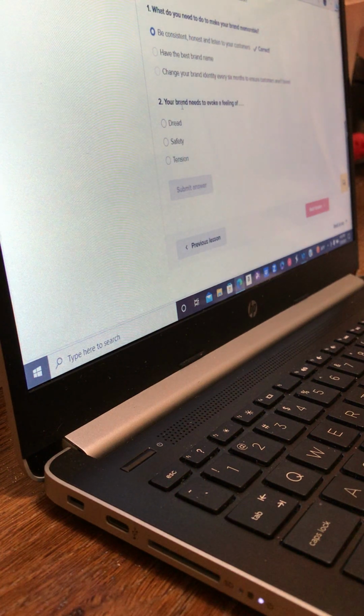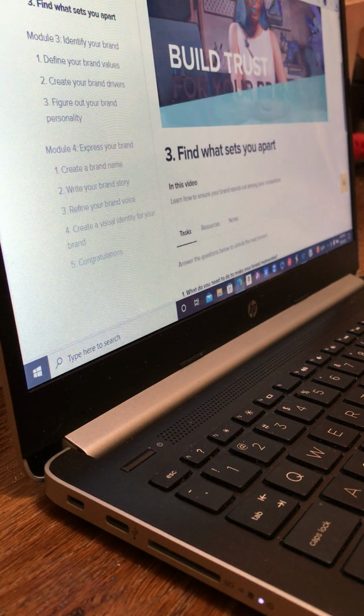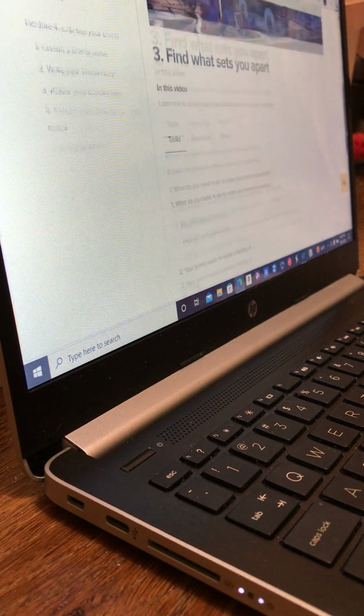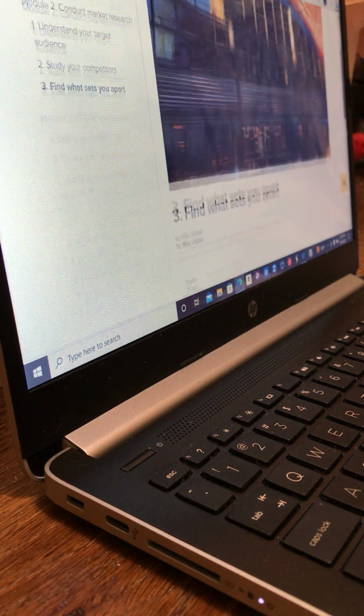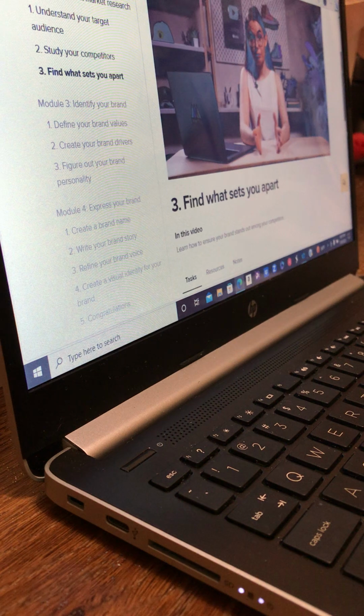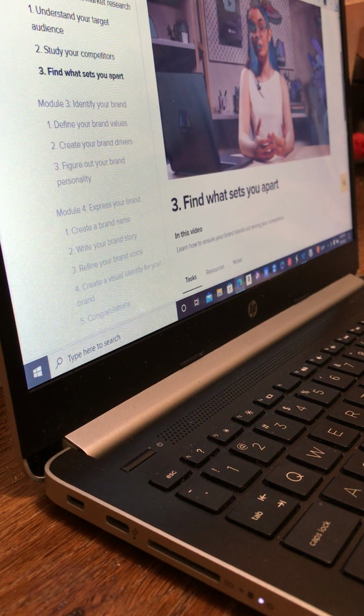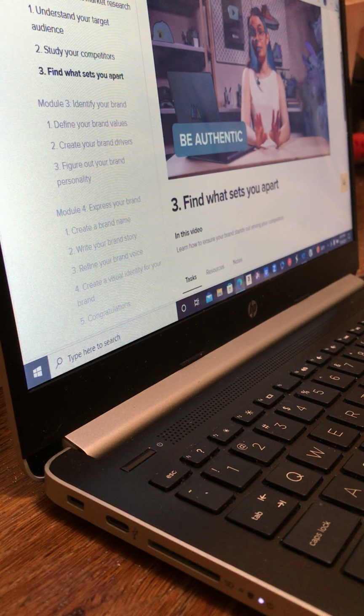The more consistent you are in your identity and messaging, the easier it is for the customer to navigate your business, which in turn will build trust for your brand. There's a reason that people often flock to McDonald's or Starbucks when they visit a new city. It's familiar. There's a sense of safety that comes with the familiar. Your brand needs to evoke a feeling of safety and trust. This goes hand in hand with consistency.